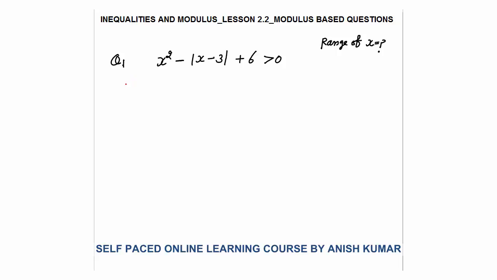In this, I will discuss questions based on modulus. Now, the first question is x square minus mod of x minus 3 plus 6, and this is greater than 0. You need to find the range of x.